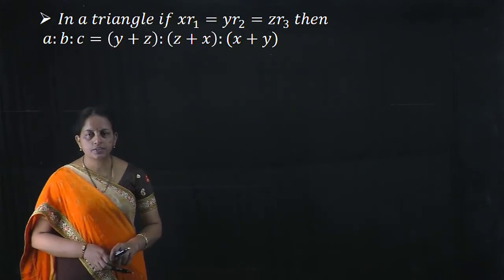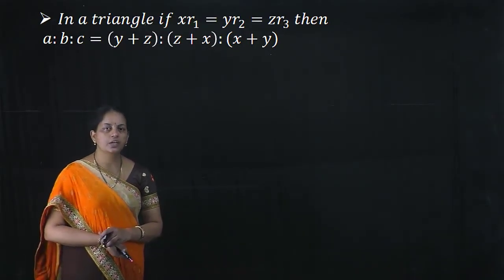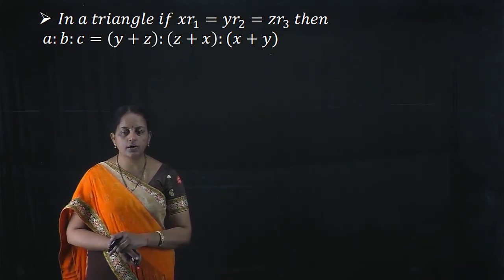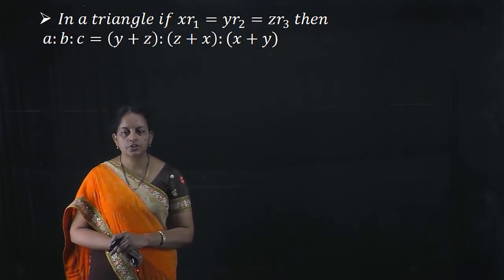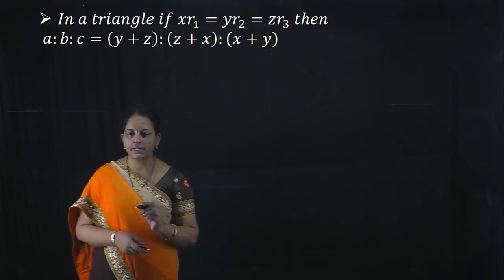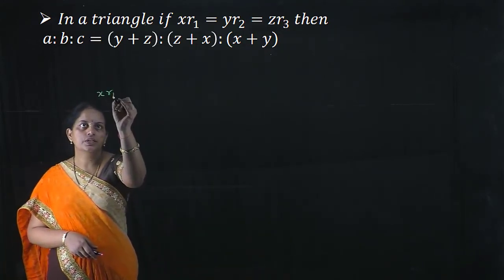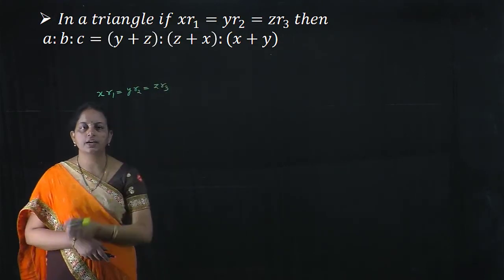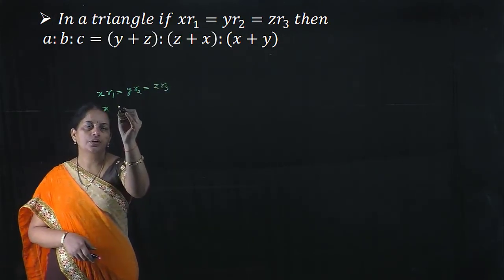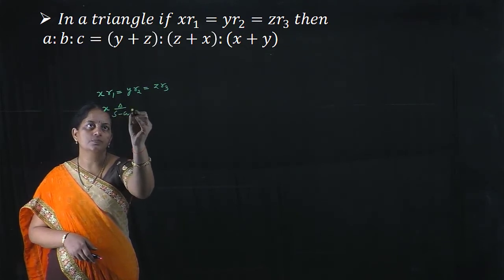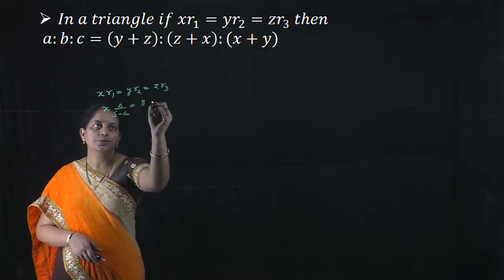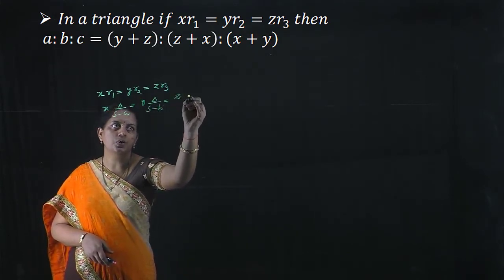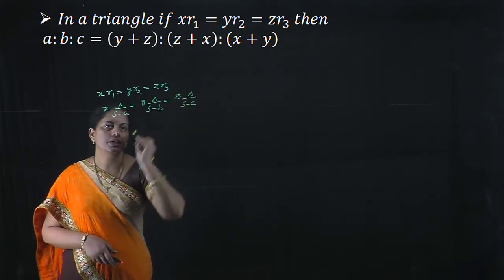Next concept is, in triangle ABC, if xr1 equal to yr2 equal to zr3, then a is to b is to c equal to y plus z is to z plus x is to x plus y. Here xr1 is equal to yr2 is equal to zr3. x into r1 means delta by s minus a, equal to y into r2 means delta by s minus b, equal to z into r3 means delta by s minus c.